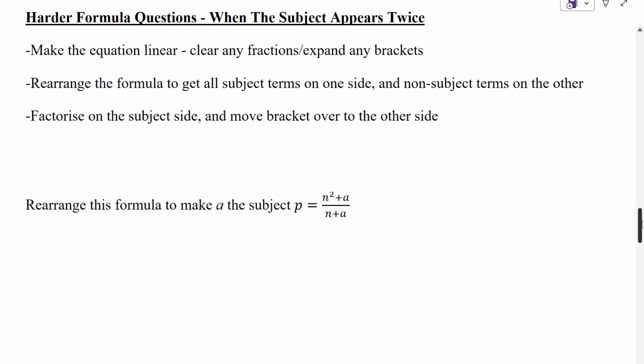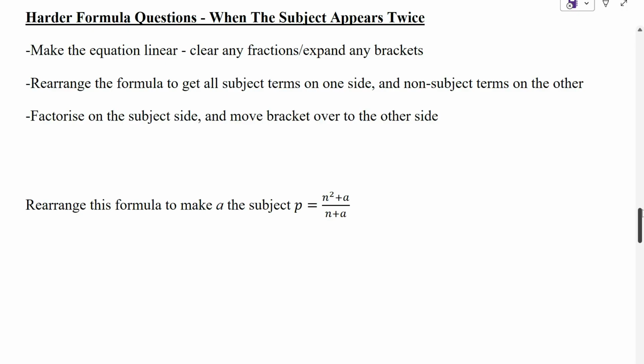Okay, moving on now to some harder questions. We may get some questions where the subject appears twice, so we just need to add in a couple more steps to solve this. Starting off, as mentioned earlier, I like to make the equation linear, so try to get rid of any fractions and expand brackets when necessary. Then we need to rearrange the formula to get all of the subject terms on one side and all of the non-subject terms on the other. Once that's done, because the subject appears twice on one side, we would need to factorize and then move the bracket over to the other side, so we're just left with one letter.